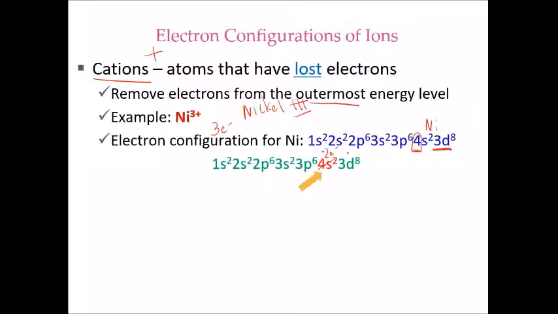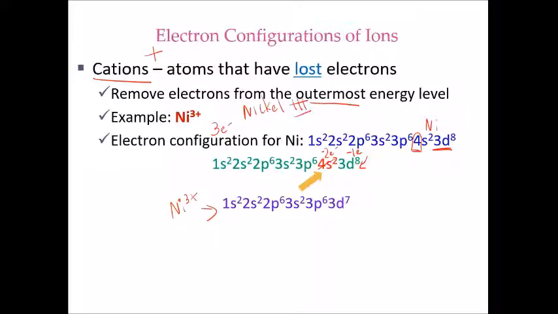That means I have to take 1 electron away from my 3d8 because that's now the next most outermost energy level. And that results in the ion configuration for nickel 3+ here. So remove them from the outermost energy levels first. And know that, yes, the 4s or the 5s will be higher than the 3d or the 4d.